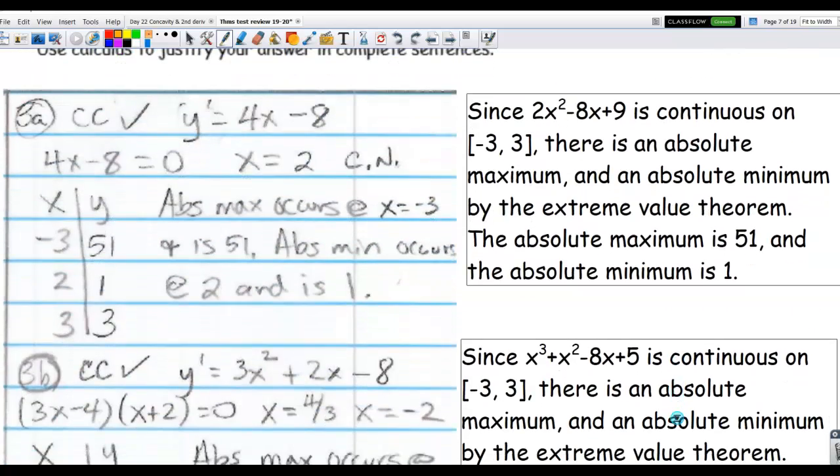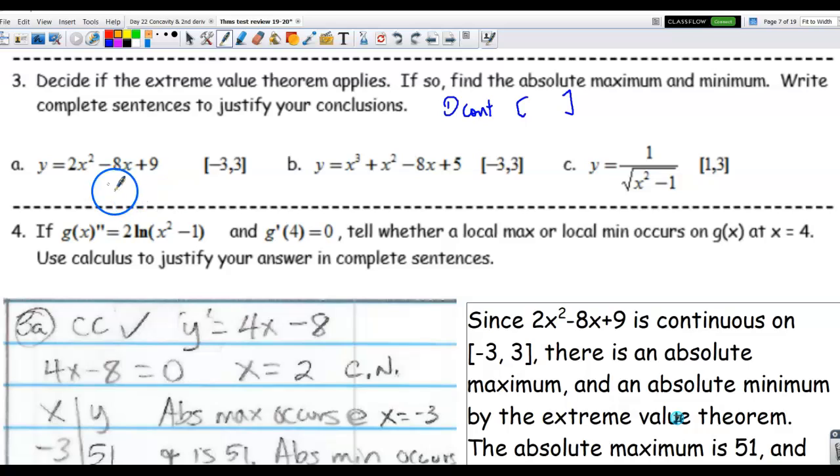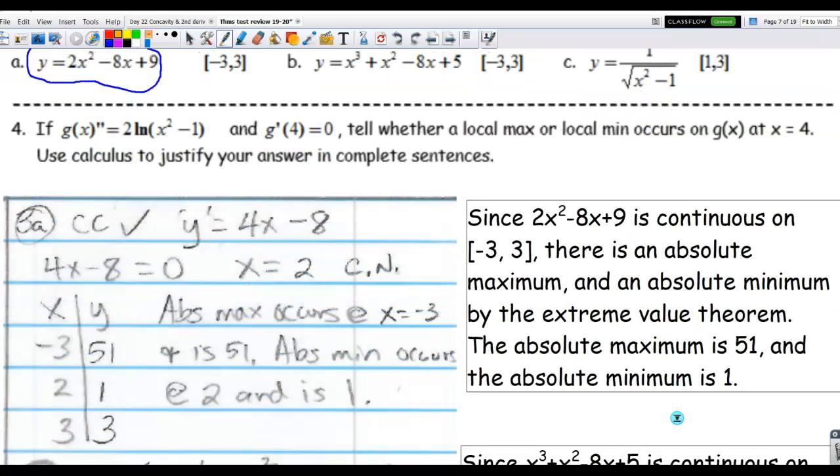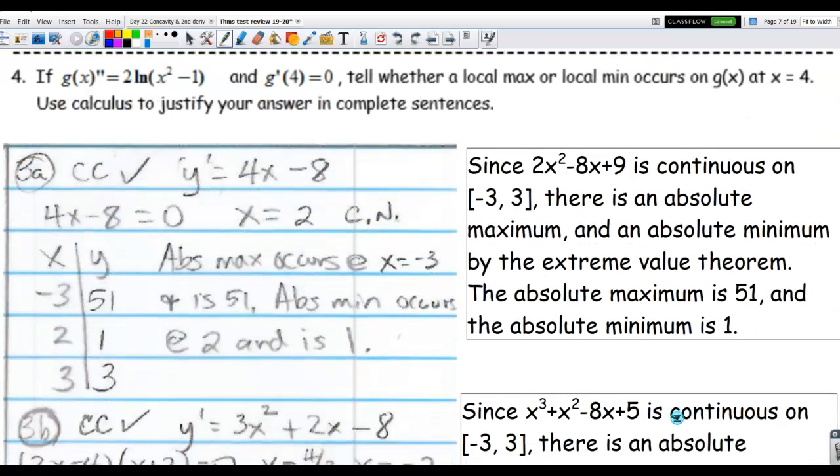Okay, my work for number 3. So I'm coming back to a quadratic equation which is continuous everywhere. Therefore, it's certainly continuous on the closed interval. So to apply the EVT, I have to find the candidates, which are endpoints and critical numbers. I find the first derivative, and I set the first derivative equal to 0, and I find a critical number of 2. The first endpoint is -3, the second endpoint is 3, the critical number is 2.